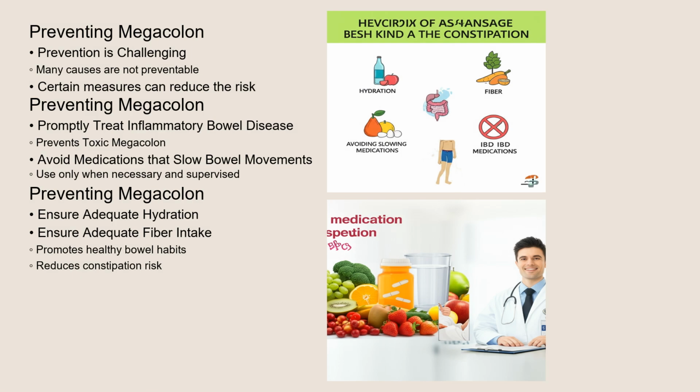Preventing megacolon can be challenging, as many of its causes are not preventable. However, certain measures can reduce the risk. Prompt treatment of inflammatory bowel disease can help prevent the development of toxic megacolon. Avoiding medications that can slow down bowel movements, unless absolutely necessary and under medical supervision, is also important. Ensuring adequate hydration and fiber intake can promote healthy bowel habits and reduce the risk of constipation-related megacolon.